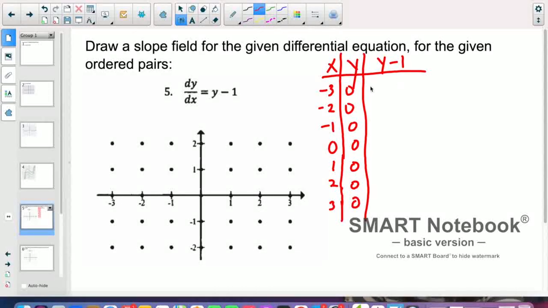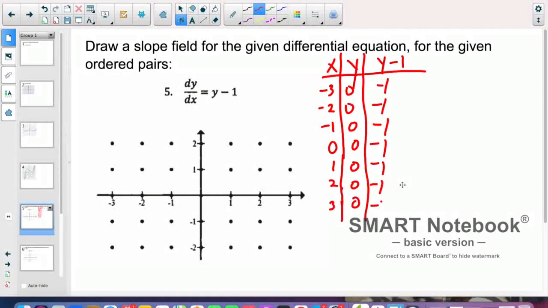And what I'm going to do is I'm going to plug in to this differential equation to get a slope for each individual point. So the good news about this is the only thing we have to worry about is the y number in each ordered pair. And since all of these y values are going to be the same, aren't all of these going to be the same as well? So if I do this, 0 minus 1 is -1, and that would be my slope for every single one of these.